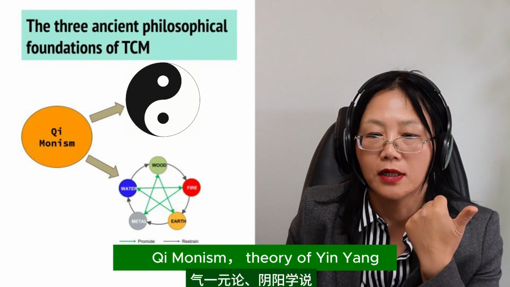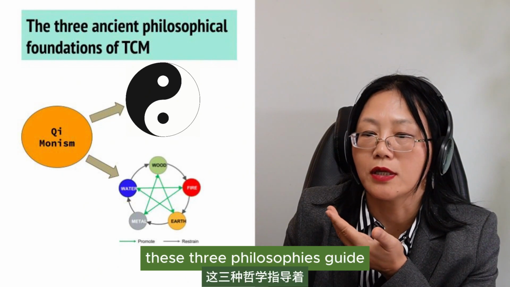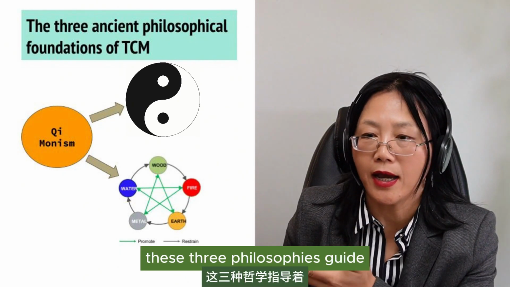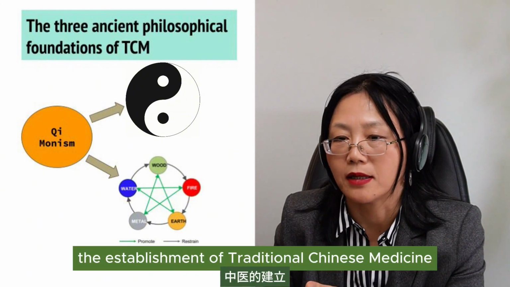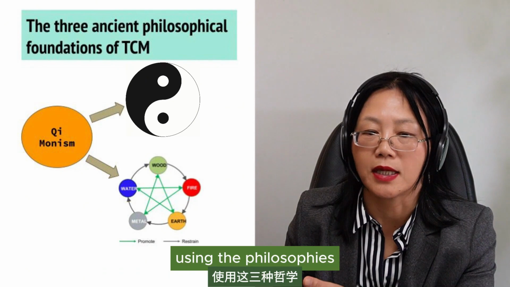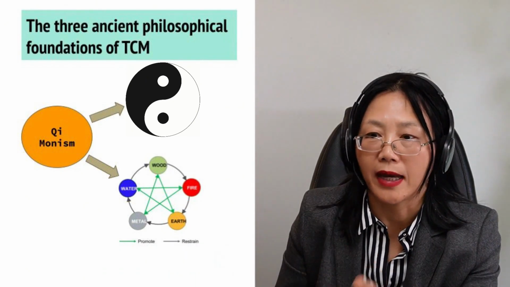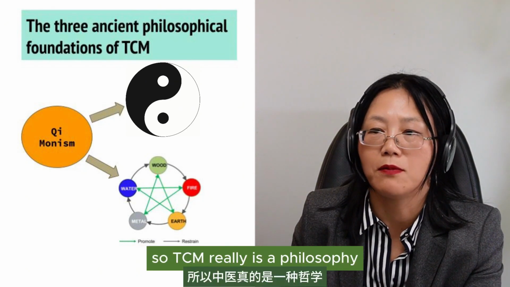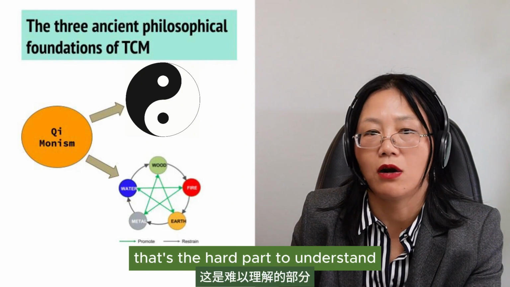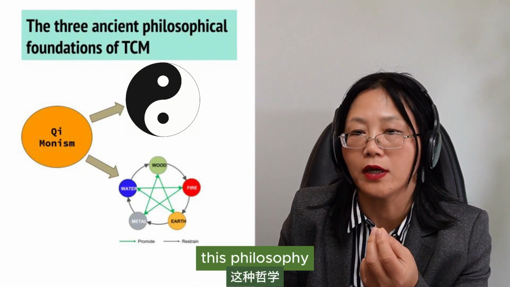Qi Monism, the theory of Yin-Yang, and the five-element system. These three philosophies guide the establishment of traditional Chinese medicine. We are still using the philosophy to guide our diagnosis and treatment of disease. TCM is a philosophy. That's the hard part to understand. But on the other hand, this philosophy is there.